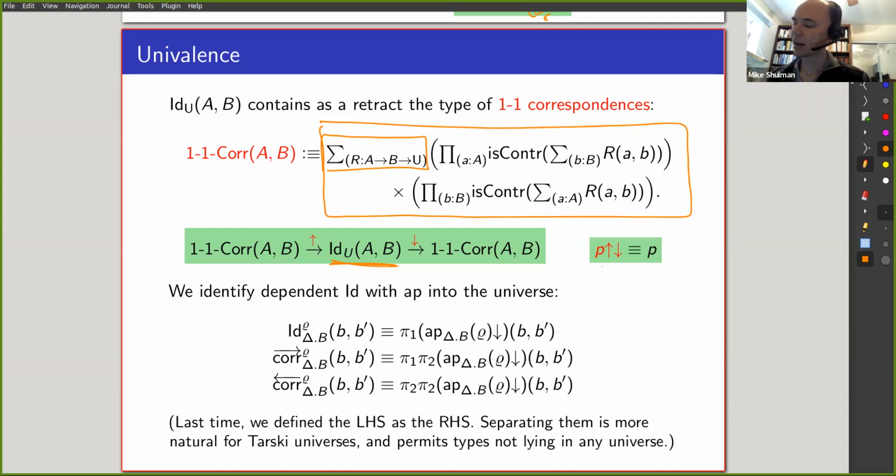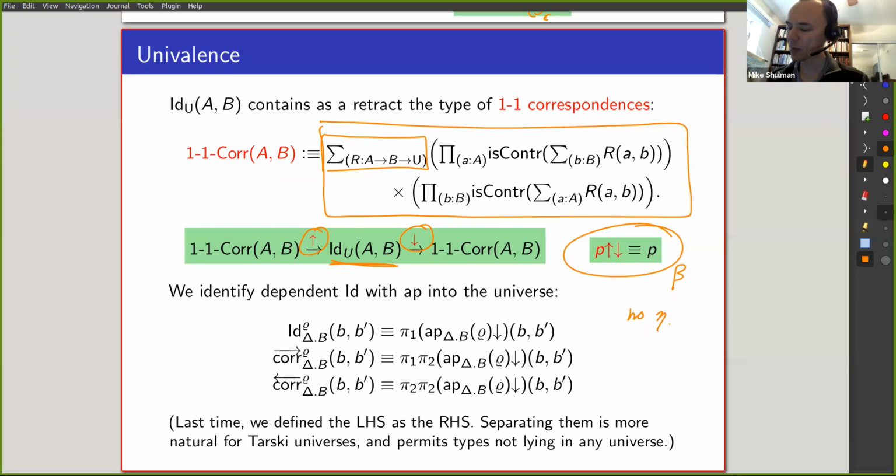And so we have this thing here, which I was calling promote, and this thing, which is demote, which takes an identification back to just a one-to-one correspondence. And we have a beta law like this, but we don't have an eta law. I won't get to explaining why this is today, but we'll get to that next week.